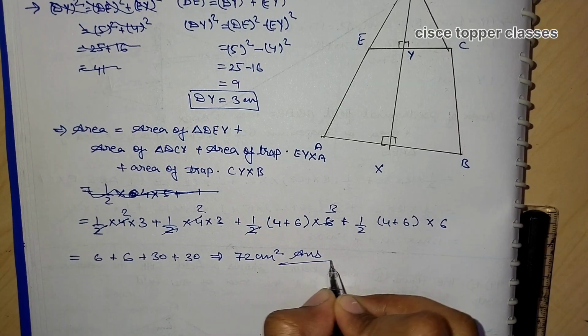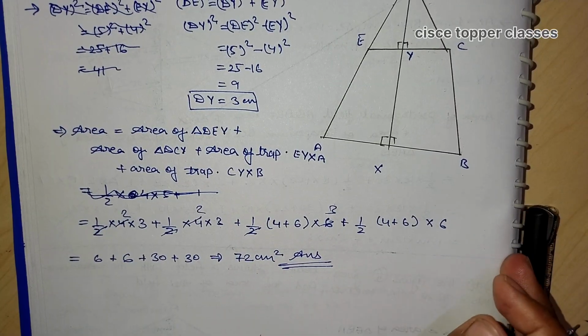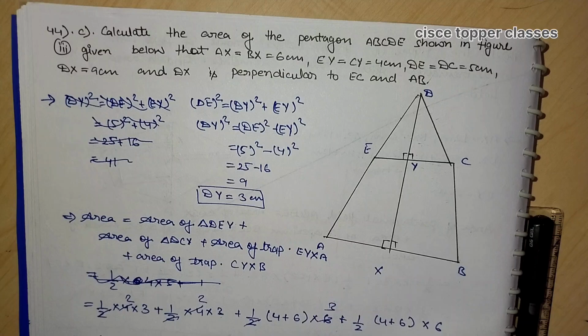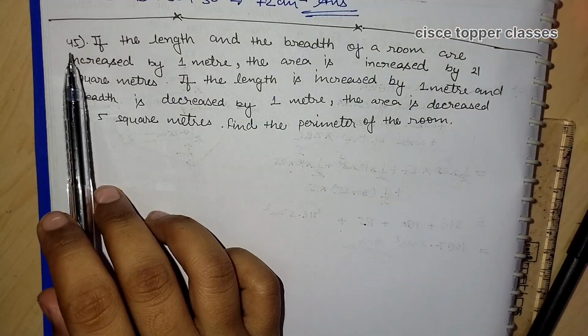So this is the final answer in this question, that we have to find the area only. So this is the solution of the 44th third part. Let us solve the 45th question.